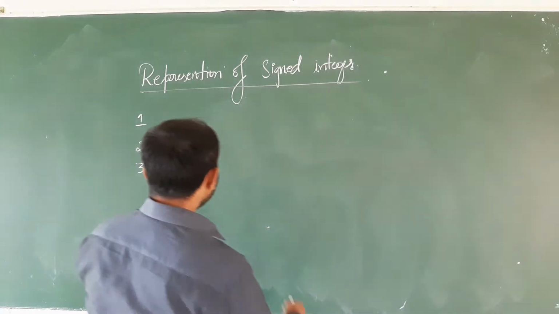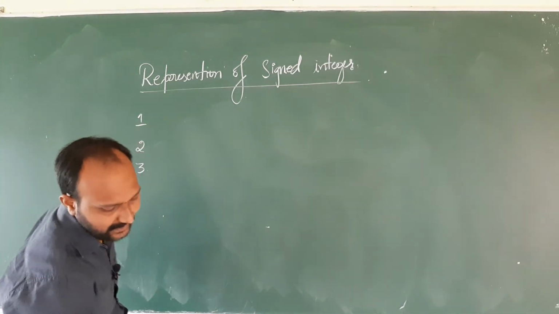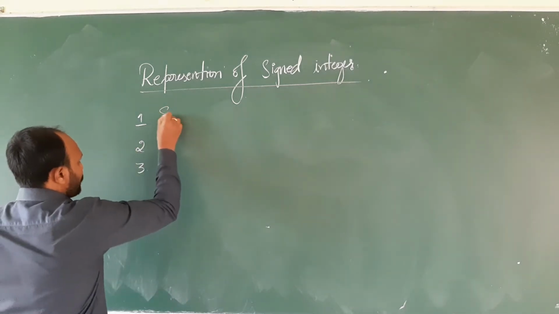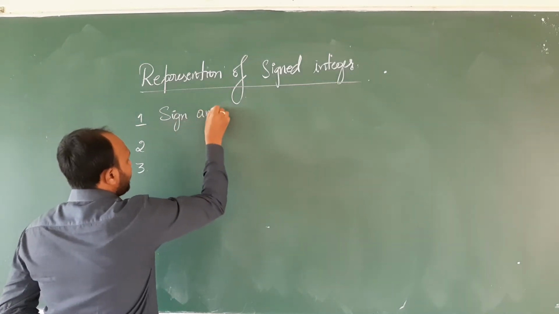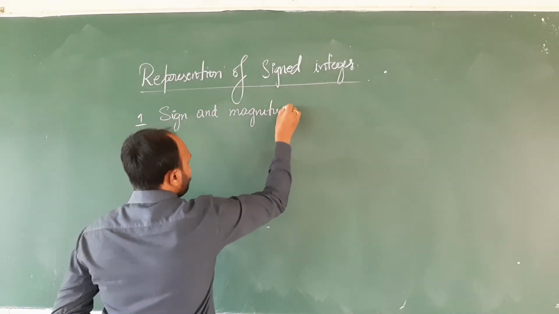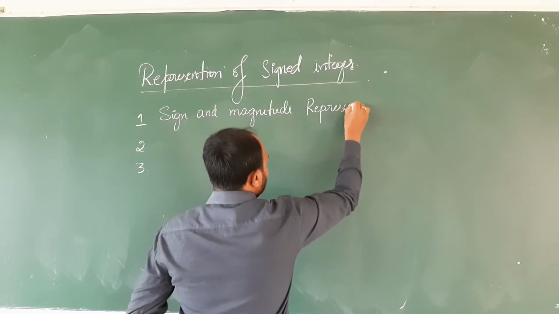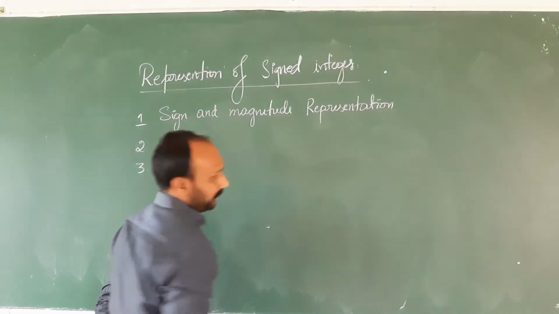Now what are the different methods of representing a signed integer? The first method is sign and magnitude representation. The first way is to represent them in sign and magnitude representation. It is the first method.